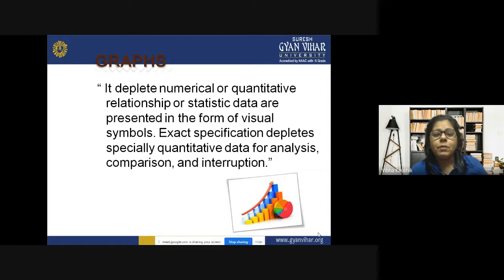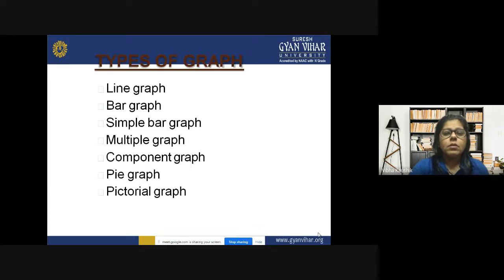Comparisons can be made between two objects or things, and interactions can be made. Types of graph: line graph, bar graph, simple bar graph, multiple graph, component graph, pie graph, and pictorial graph.